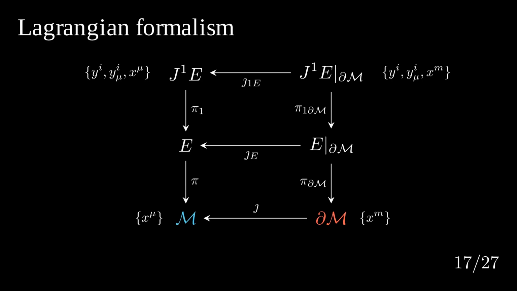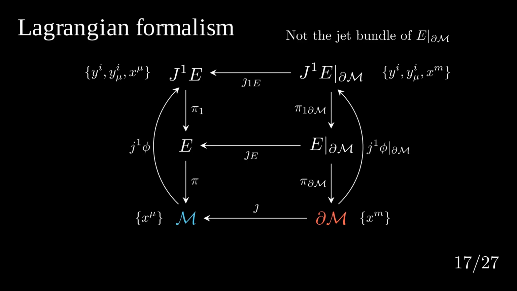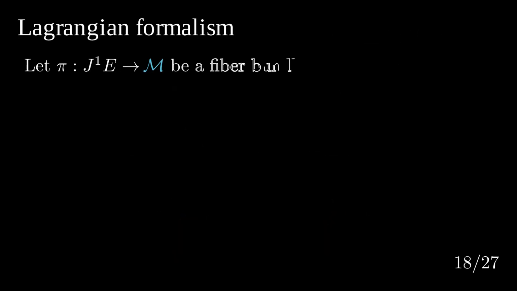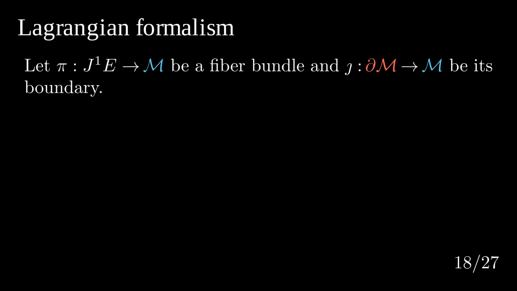but I make you notice that this is not the jet bundle of E on the boundary, because here we have velocities normal to the boundary. We can take a section and a section on the boundary, and we say that a section is holonomic if the velocities are the derivatives of the field. So the problem in this formalism, the Lagrangian problem in this case is the same.